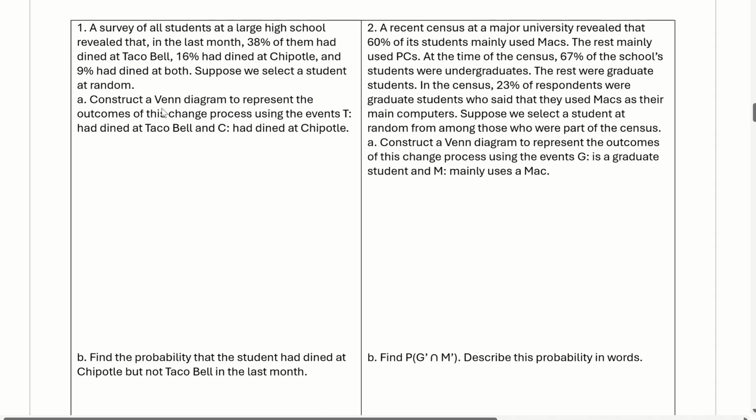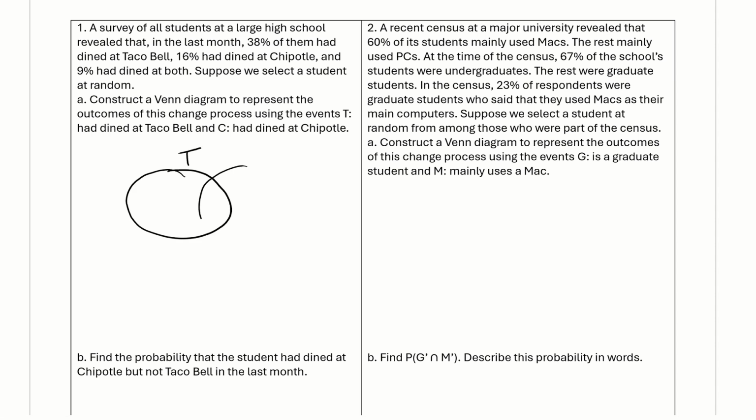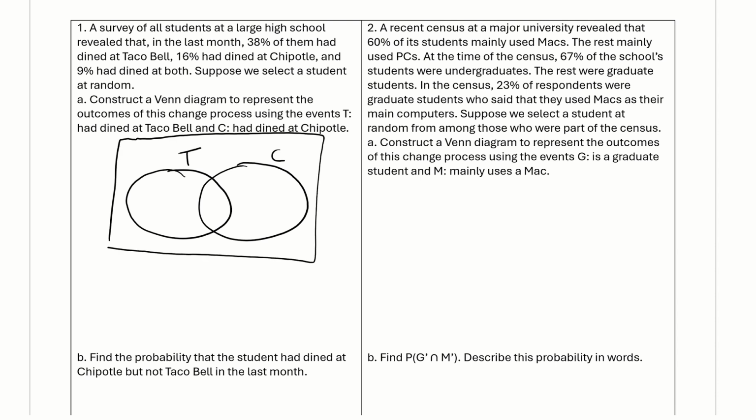All right, so it says construct a Venn diagram to represent the outcomes using the events T, dine at Taco Bell, and C, dine at Chipotle. So we got T, C, and then we got the Venn diagram. Remember, the middle is both. So 38% of them had Taco Bell, 16% Chipotle, and 9% had both. So that's 0.09.